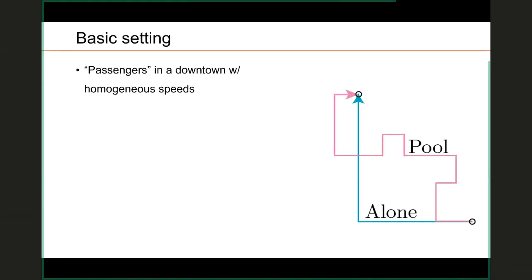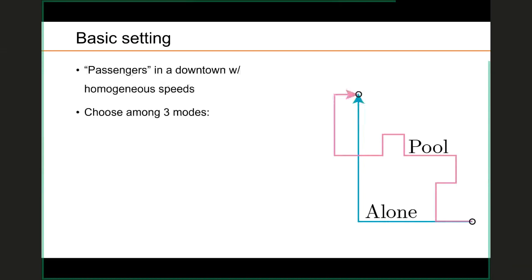Okay, so the basic setting is that there are passengers and a downtown with homogeneous speeds. By that I mean basically what's called a bathtub or isotropic model or an MFD model. So the downtown has a network fundamental diagram, a macroscopic fundamental diagram. So all the vehicles for the whole trip essentially go at the same speed.